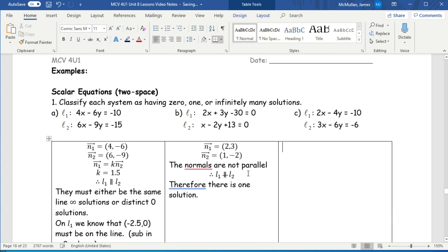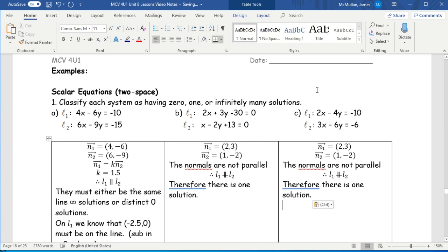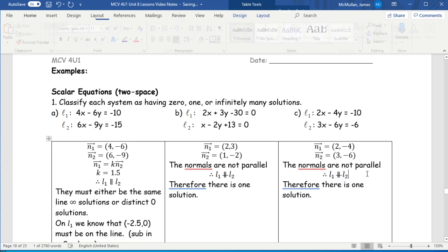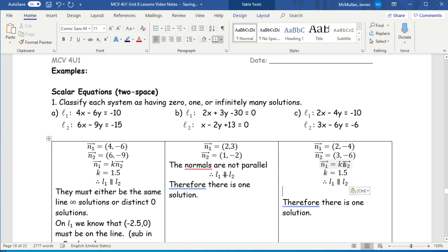Once again here, I'm just going to copy and paste this exact same thing. Because these normals are not parallel, it's 2, sorry, they are parallel. I'm sorry, I did the math wrong. 3 and negative 6. So they are parallel. Sorry, I should copy this one. So let's get rid of this. All right. Sorry, I guess I should actually write down the actual number. So 3 and negative 6.